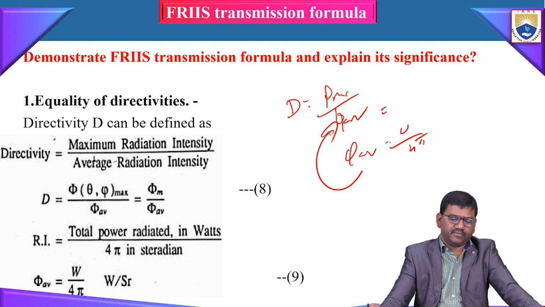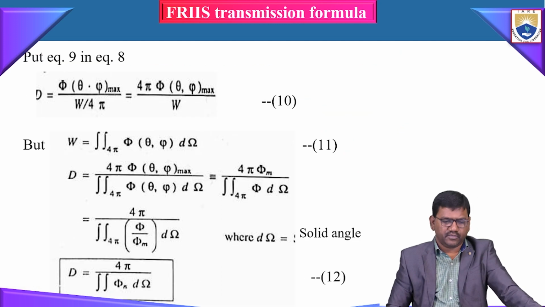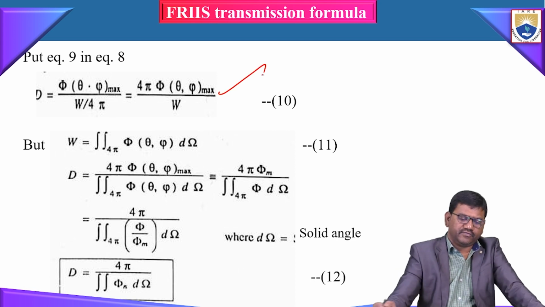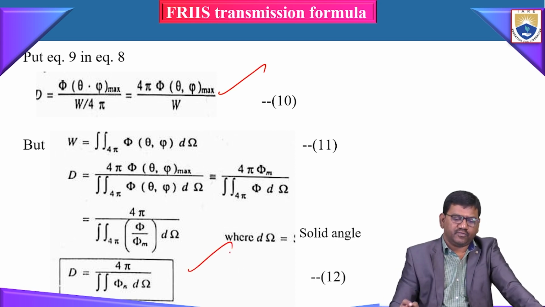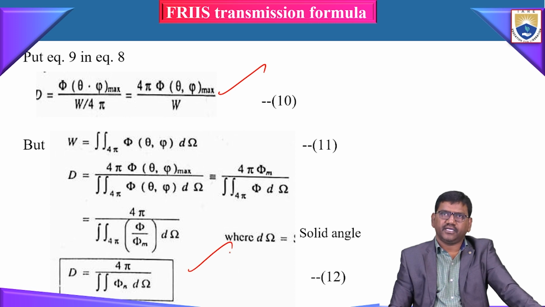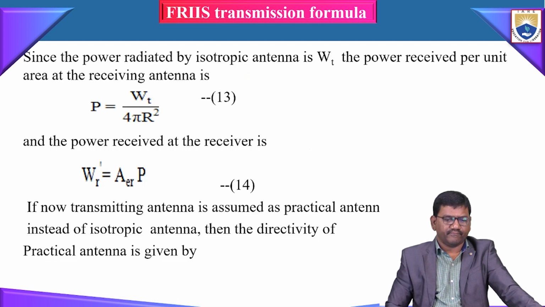4 pi into pi max by W here. So this we got here. So the directivity is equal to 4 pi by integration of pi n d omega.